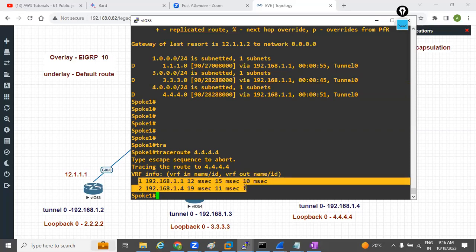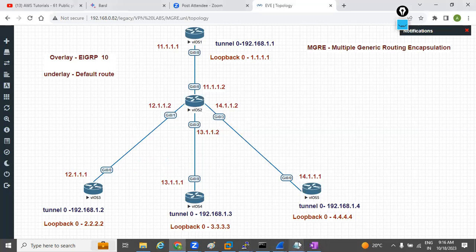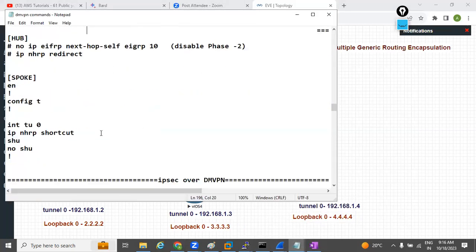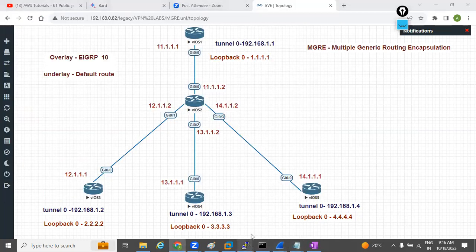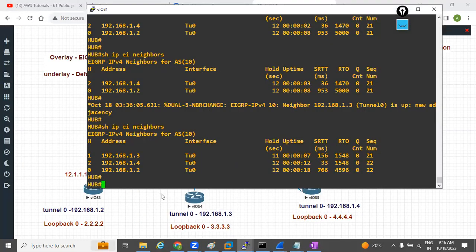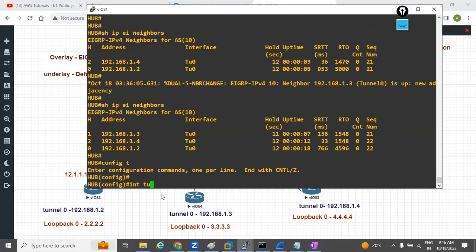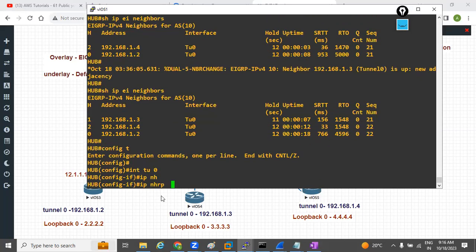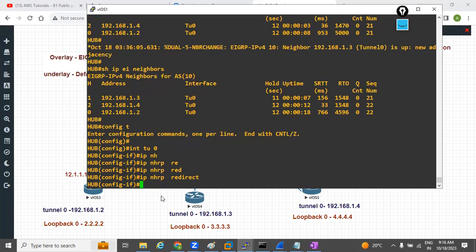So this is phase 1. In phase 2, what is the concept here? In phase 2, we have to enable the concept of IP NHRP redirect. So first of all, I'll go to the hub, interface tunnel 0, IP NHRP redirect.